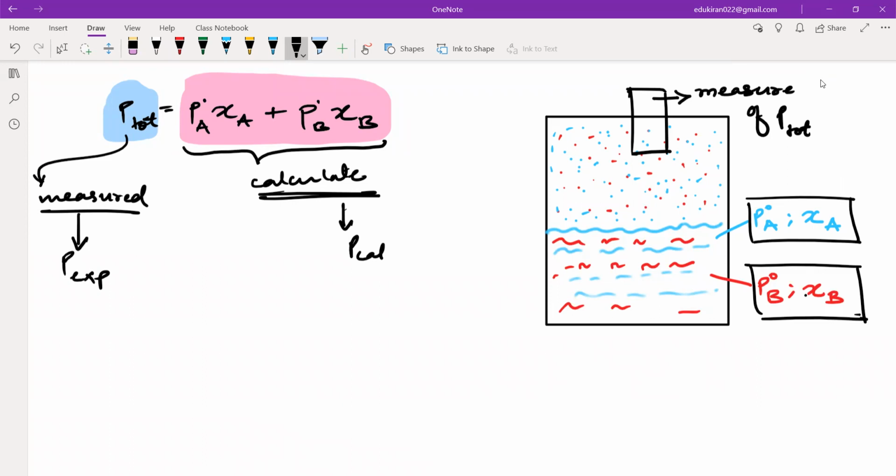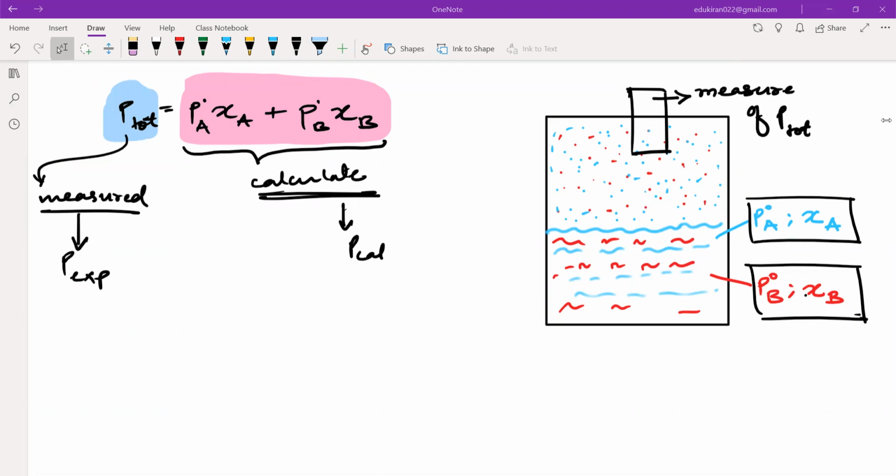Now both of these are claiming to be one thing. P experimental is saying that I am the total pressure. P calculated is saying that I am also the total pressure. So you understand this difference, yes or no? One you have calculated, the other is the experimental value. You got my point, yes or no? Please tell me, all of you? Yes, sir. Difference between P experimental and P calculated.